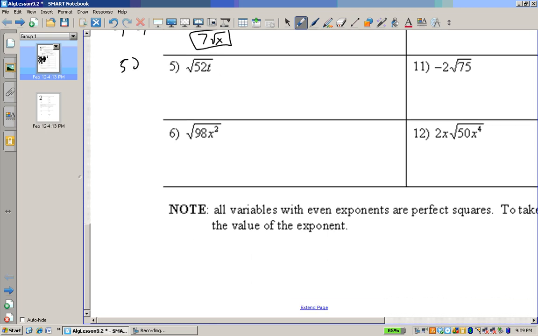52, I'm going to break that down. 2 and 26, 2 and 13. So this is the square root of 2 times 2 times 13 times t. There's only one t. Now, the square root of 4 is going to be 2, or you see there's 2 2's inside, we pull 1 outside, times the square root of 13t. And that's as far as we can go. 13 is prime, and there's only one t. Okay, now, square root of 98x squared.